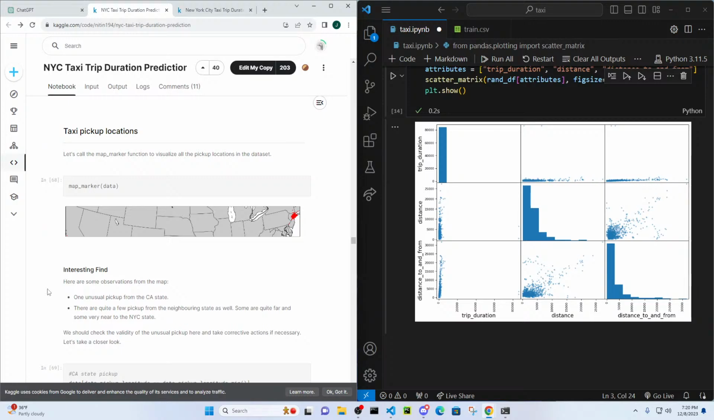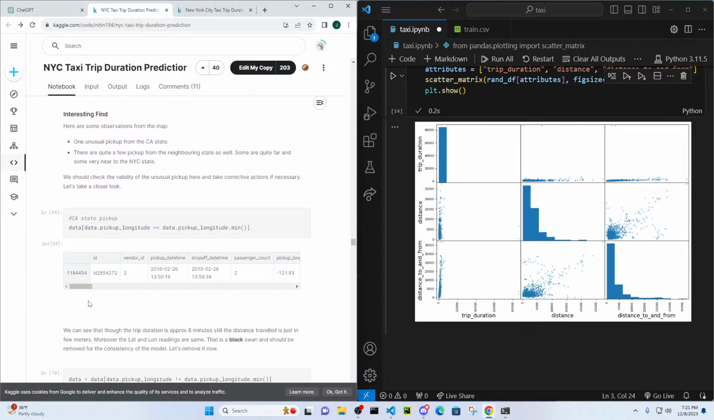One unusual pickup from California. This is the one you mentioned, JH. There are quite a few pickups from the neighboring states as well. Some are quite far and some very near to New York City. Yeah, I could see some even down here, north of Delaware. We should check the validity of the unusual pickup here and take corrective actions if necessary. Let's take a closer look.